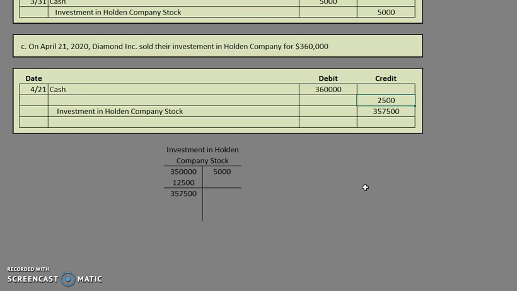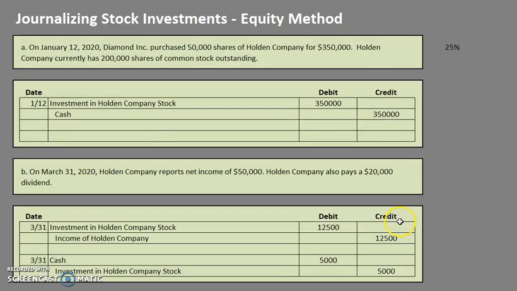Now, just like with any other gain or loss plug, if it is a debit plug, it is a loss. If it's a credit plug, it is a gain. So in this case, we have a credit plug. So we have a gain on sale of stock for $2,500 credit. And that's all there is to journalizing stock investments using the equity method.